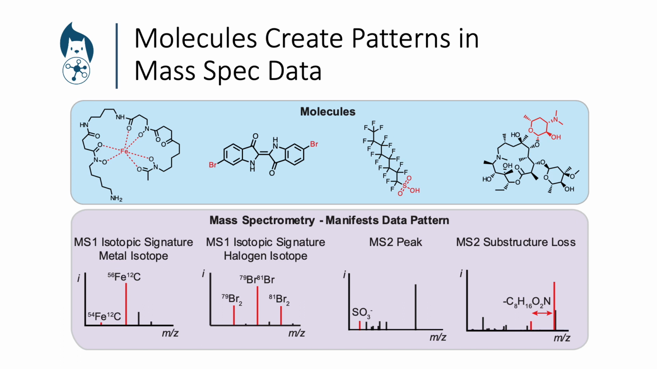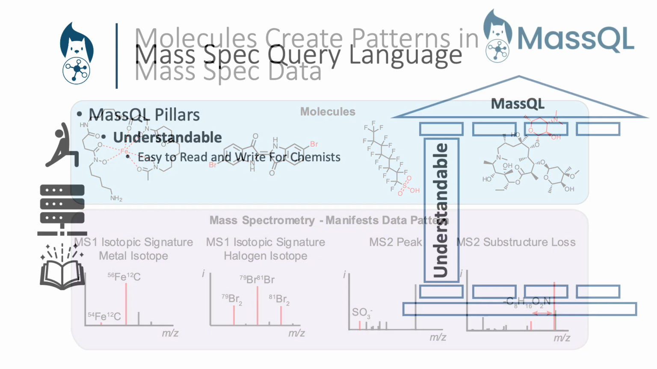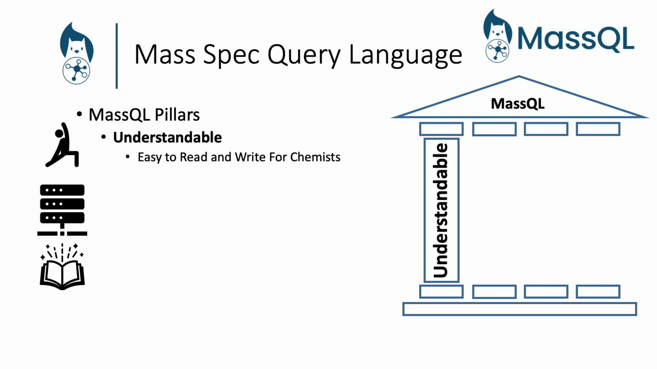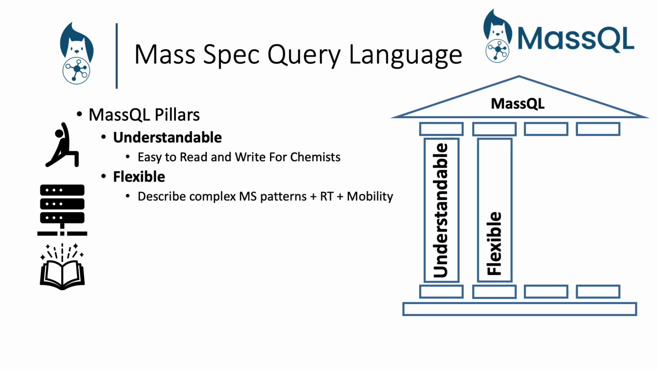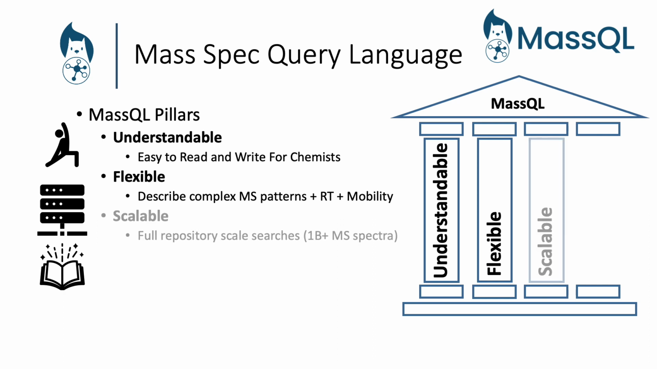What MassQL tries to do is capture and allow users to express these particular patterns they might be looking for. First, in order to express these, we need to make sure that it's easy for chemists to read and write these patterns in MassQL, so it's understandable. Second, a pillar of MassQL is that it's flexible, that it can express a wide variety of patterns that people might want to start looking at.